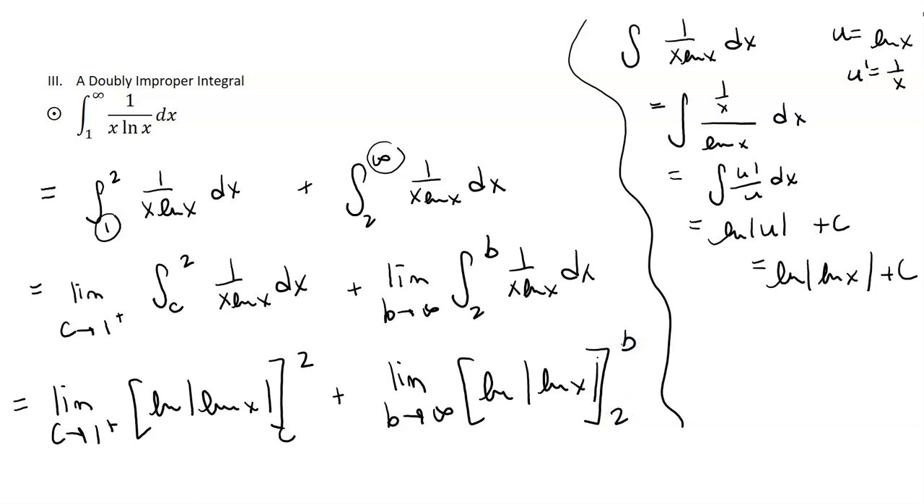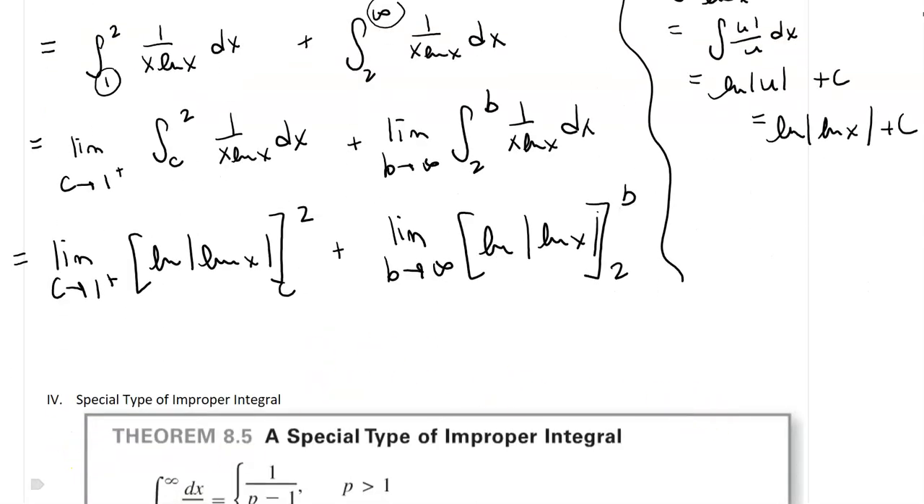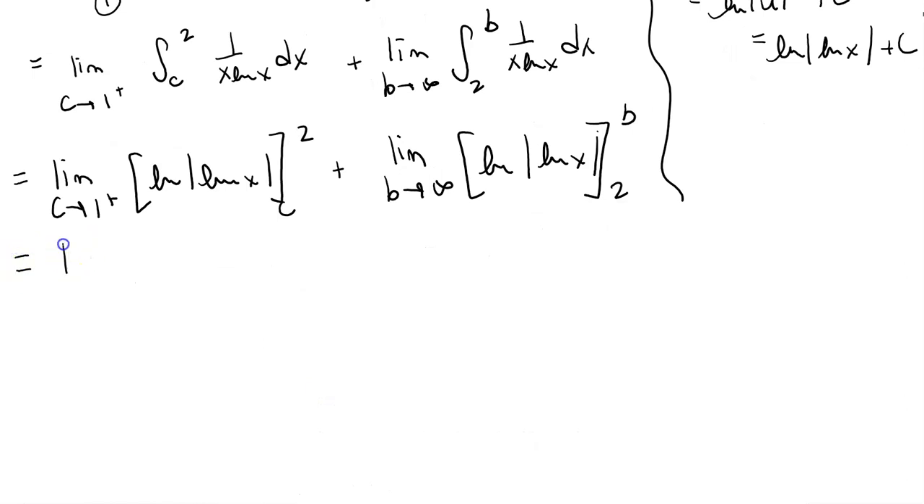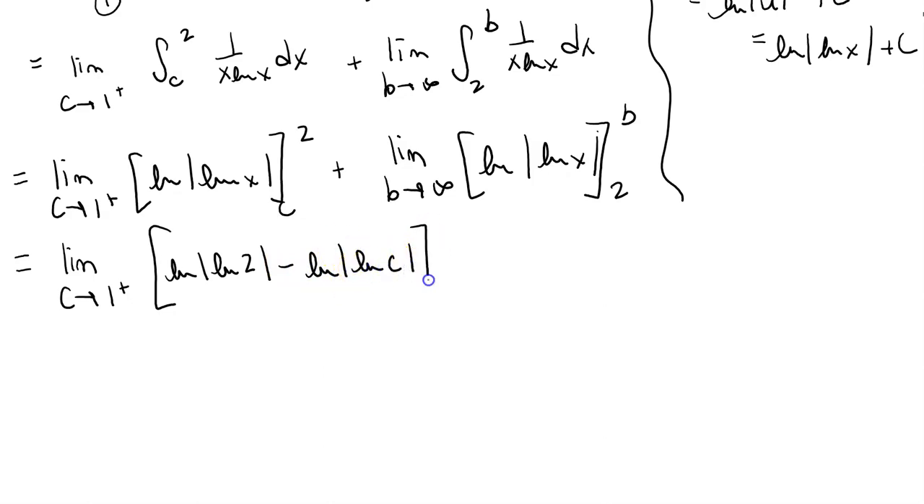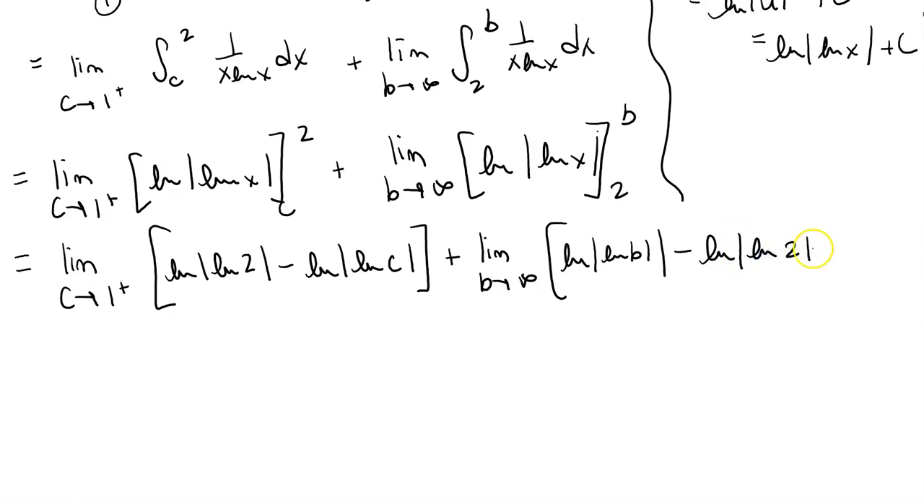We have to figure out what to do with these limits, but let's go ahead and plug everything in first. So I'm going to have the limit as c approaches 1 from the right of the natural log of the natural log of 2, absolute value, minus the natural log of the absolute value of the natural log of c. And here I'll have the limit as b approaches infinity of the natural log of the absolute value of the natural log of b minus the natural log of the absolute value of the natural log of 2.